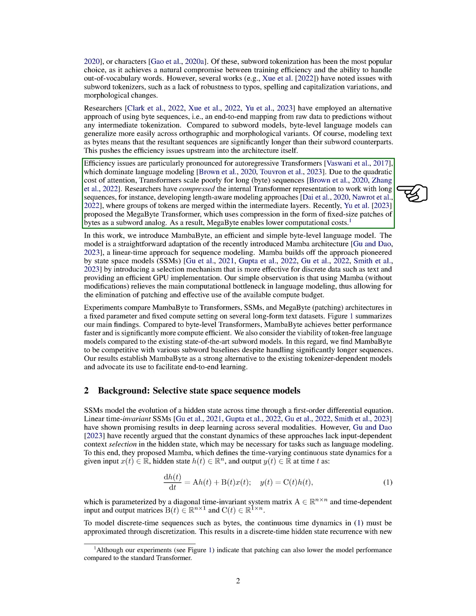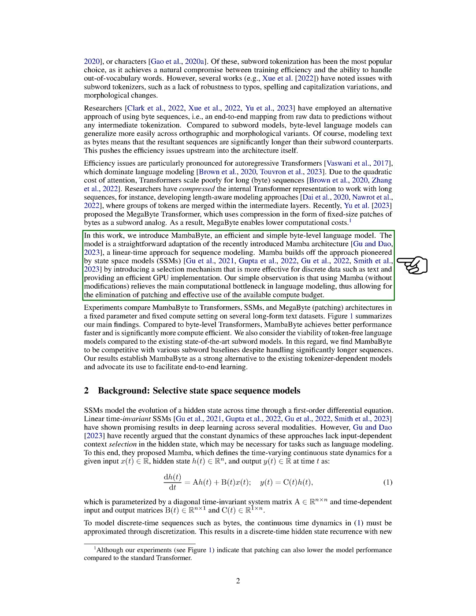To address this, some researchers have developed methods to compress the internal transformer representation to handle long sequences. One such method is the MegaByte transformer, which uses compression in the form of fixed-size patches of bytes as a subword equivalent, reducing computational costs. In this paper, we introduce MambaByte, a simple and efficient byte-level language model. This model is a modification of the recently introduced Mamba architecture, a linear-time approach for sequence modeling.